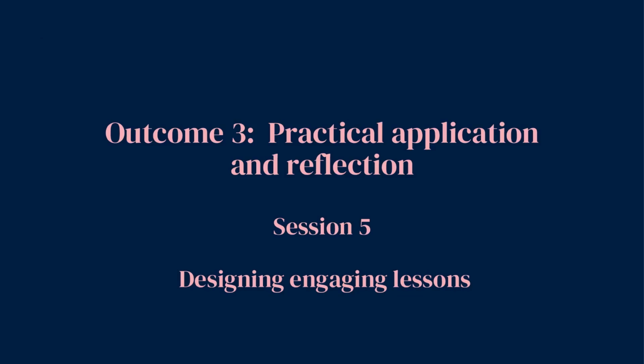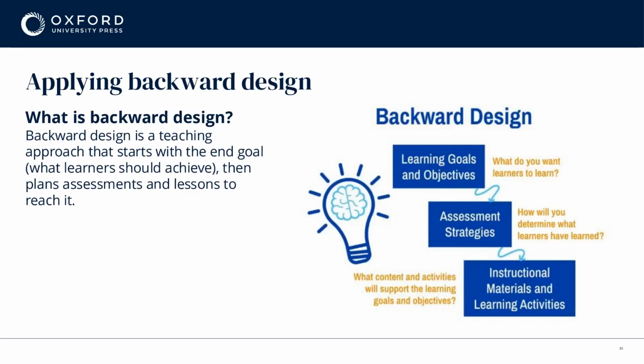Outcome 3 is practical application and reflection. We begin by designing engaging lessons. To design an engaging lesson, we can start with applying what is known as backward design. What is backward design? It is a teaching approach that starts with the end goal, such as what learners should achieve, and then planning assessments and lessons to reach that end goal.